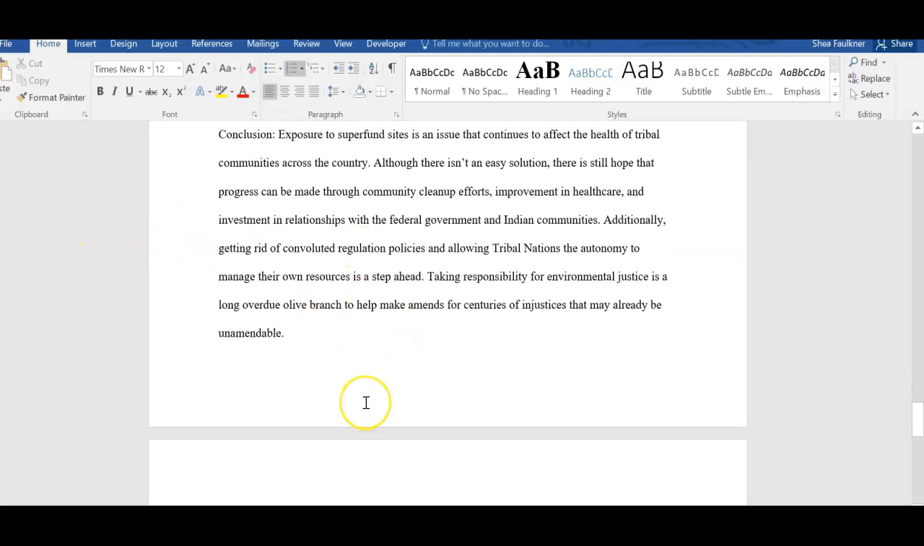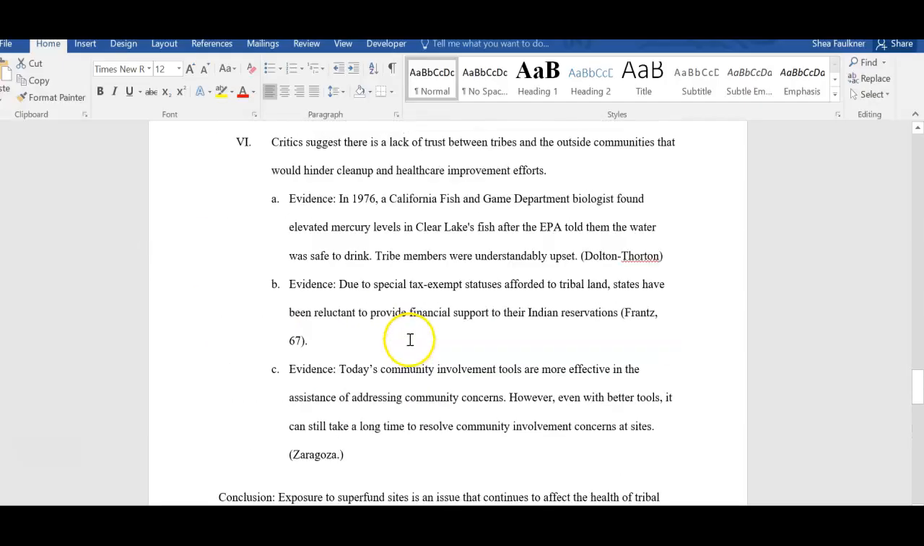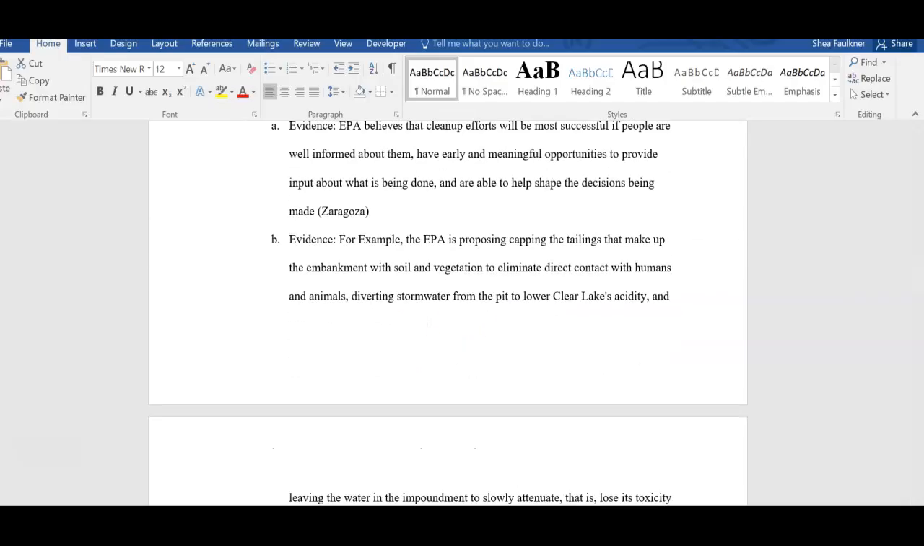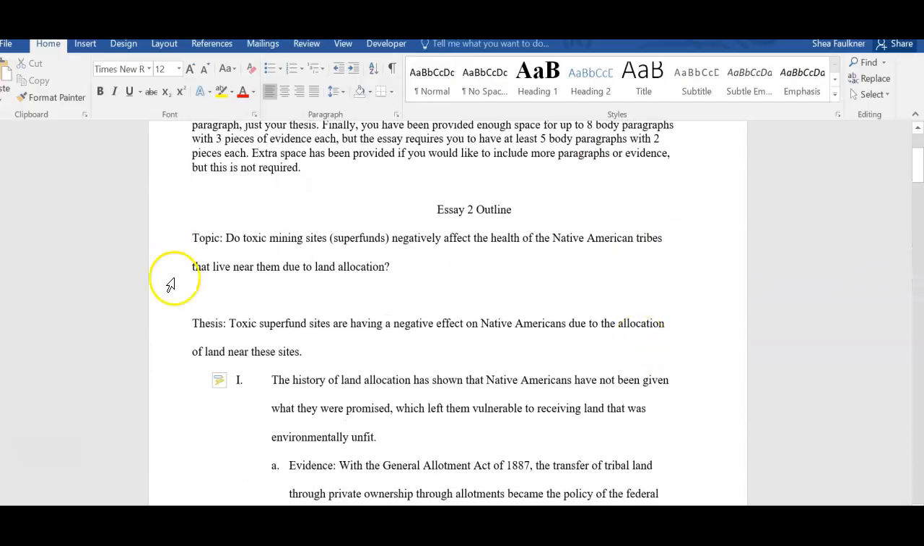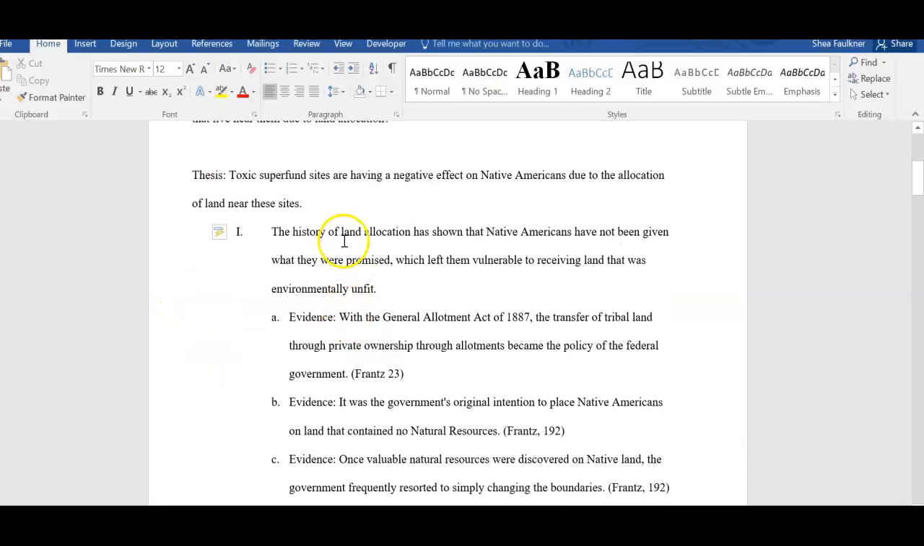Then he gets into his conclusion for his paper, which is really going to end in a call to action. Taking responsibility for environmental justice is a long overdue olive branch to help make amends for centuries of injustices that may already be unamenable. So what we can see is that he's done a really good job of coming up with a thesis statement, his topic sentences, and the evidence, and he's grouping his sources where they make sense.